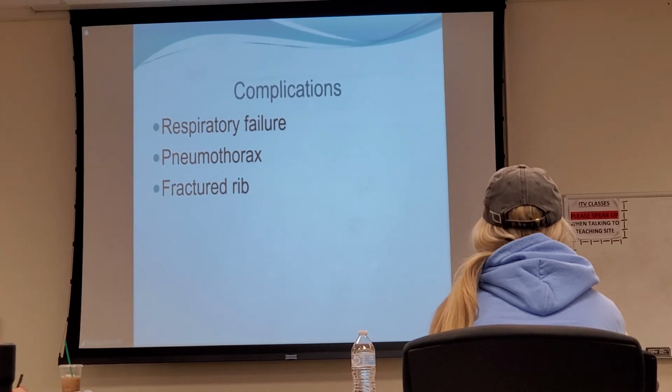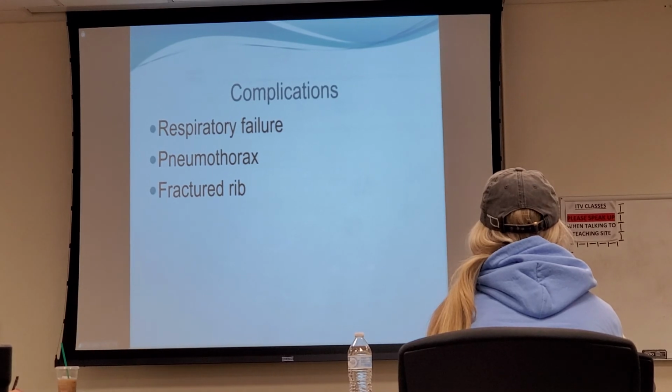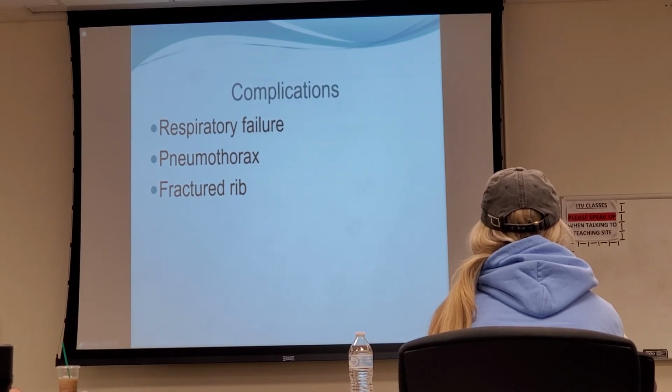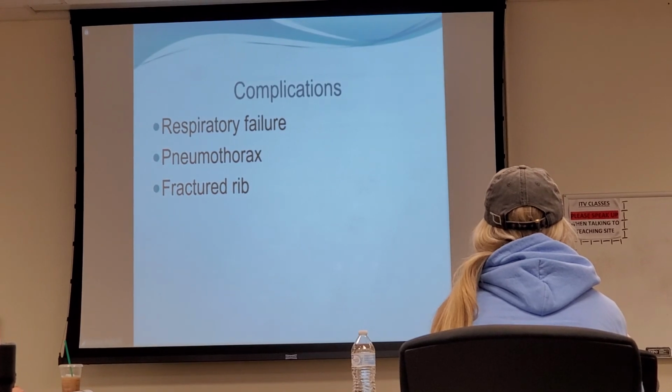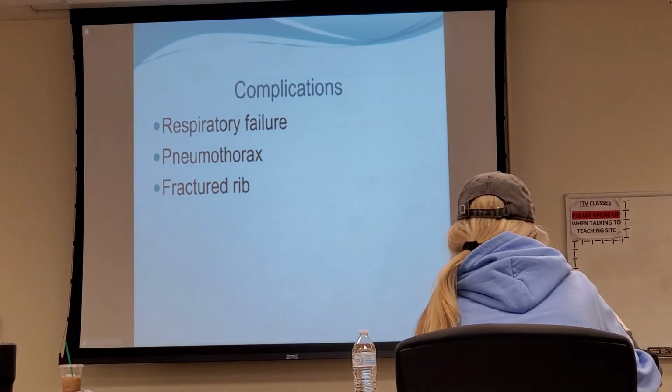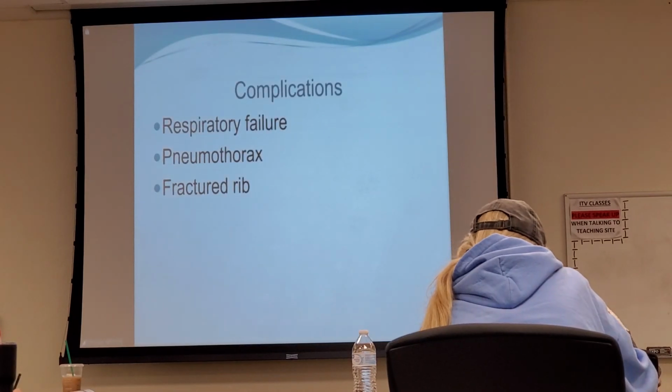Fractured rib. Just like our pneumothorax results from coughing fervently, people who are chronically malnourished or elderly often have very brittle bones. And so they can cough hard enough to fracture their own ribs spontaneously. No injury, just from coughing.